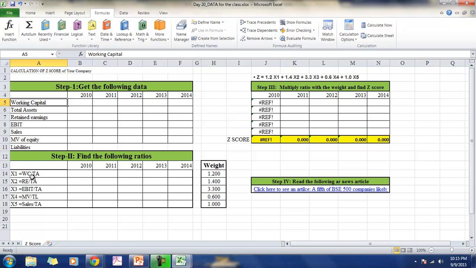and multiply these ratios with a weight. The weight is as per the model. For each ratio, a weight has been assigned, and this weight has been derived based on the actual data for the sick companies and non-sick companies. And once you have these ratios, you multiply these ratios with the respective weight and find the summation of this weighted number, and the summation of this will give us the Z-score.